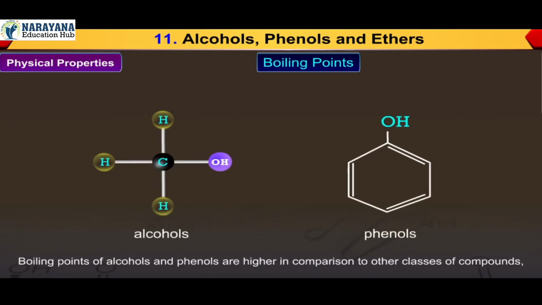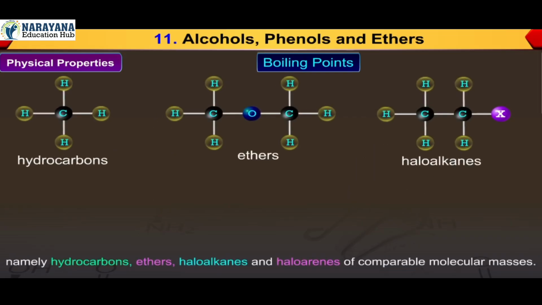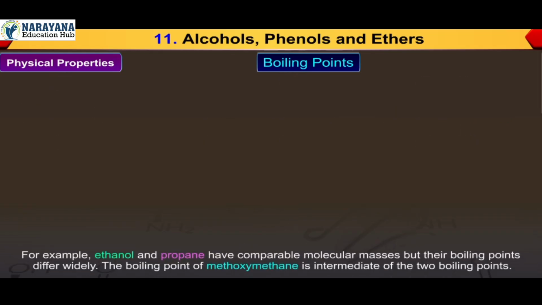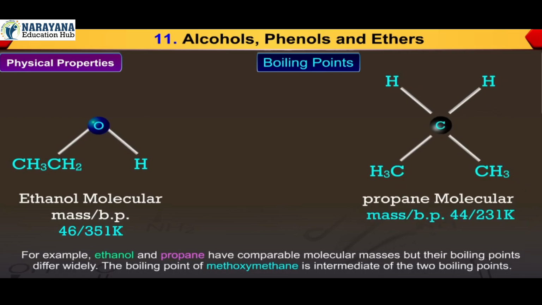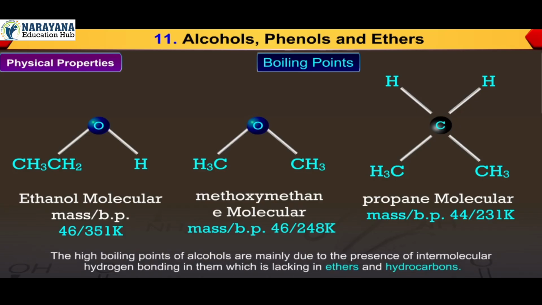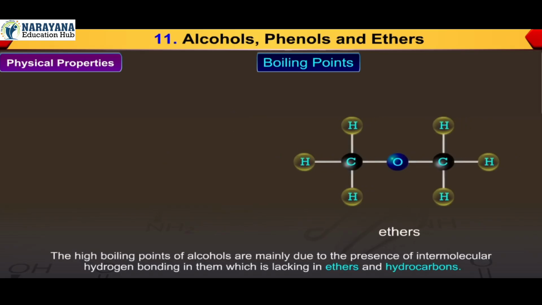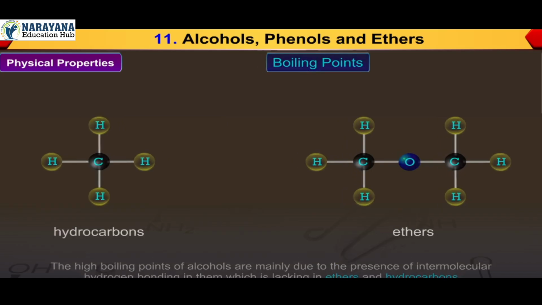Boiling points of alcohols and phenols are higher in comparison to other classes of compounds, namely hydrocarbons, ethers, haloalkanes, and haloarenes of comparable molecular masses. For example, ethanol and propane have comparable molecular masses, but their boiling points differ widely. The boiling point of methoxymethane is intermediate of the two boiling points. The high boiling points of alcohols are mainly due to the presence of intermolecular hydrogen bonding in them, which is lacking in ethers and hydrocarbons.